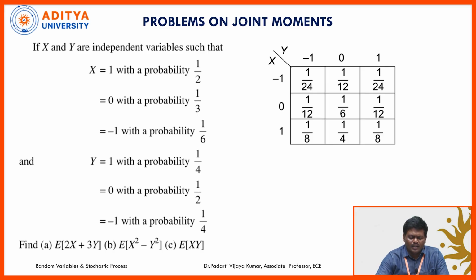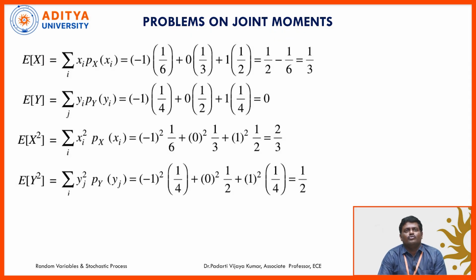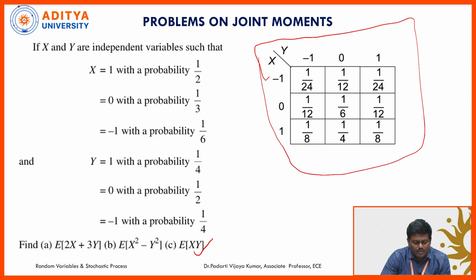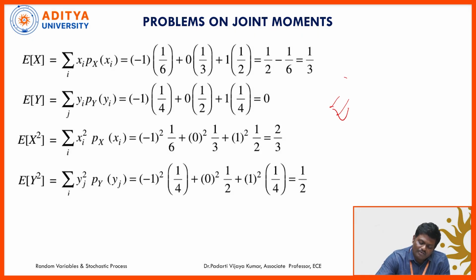A data set is given that is related to x and y. X values are given, y values are given, and for different combinations of x, y, the corresponding probabilities are given. We are asked to compute the expectation of 2x plus 3y, the expectation of x square minus y square, and the joint expectation of xy. Firstly, to compute the expectation of 2x plus 3y, we will apply the property of expectation.